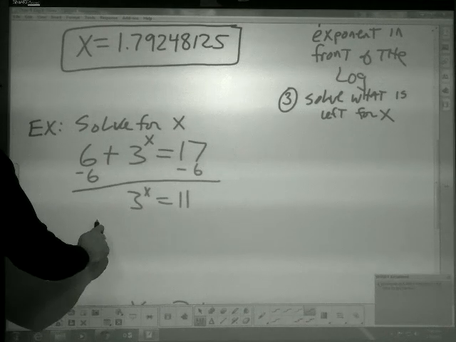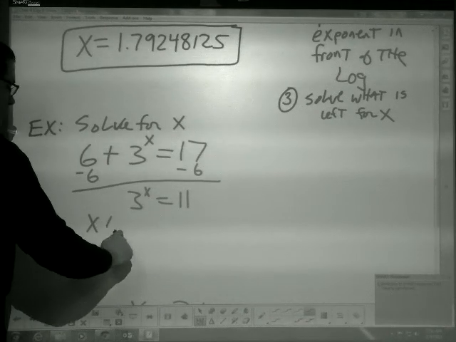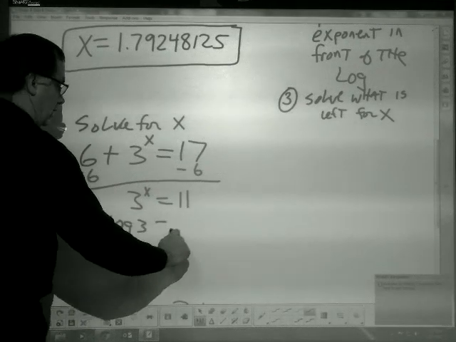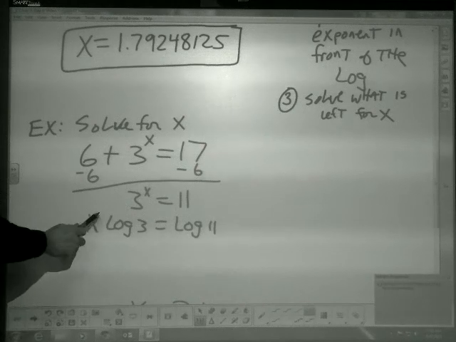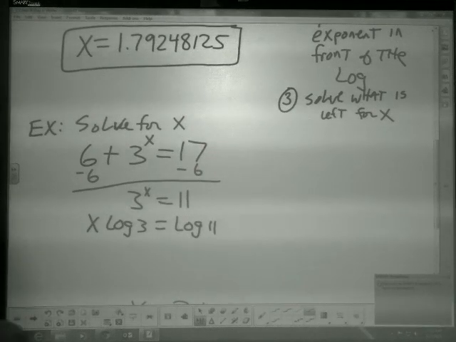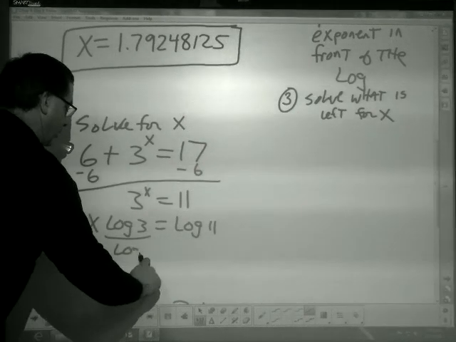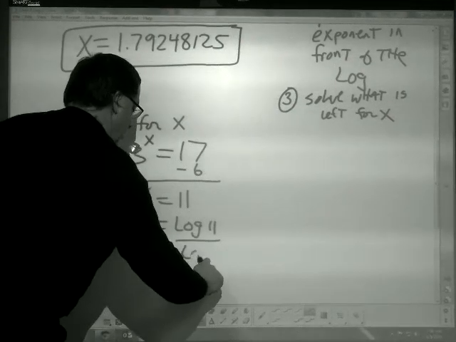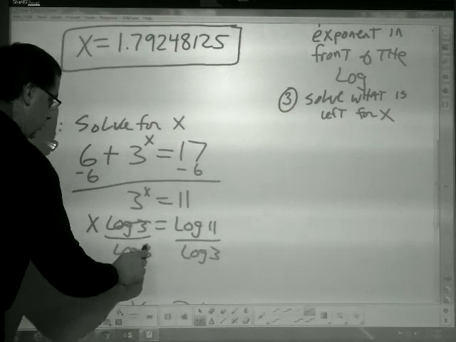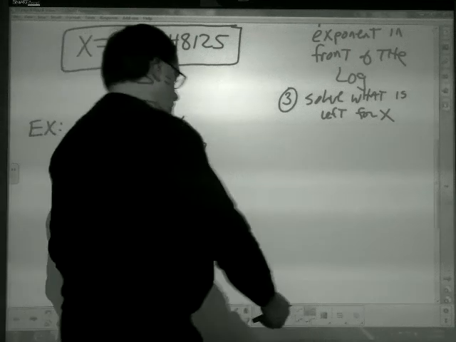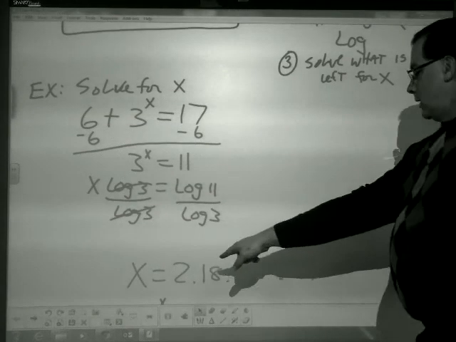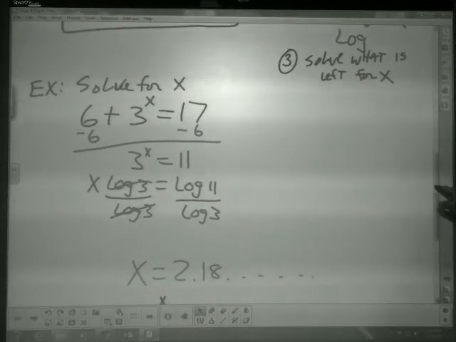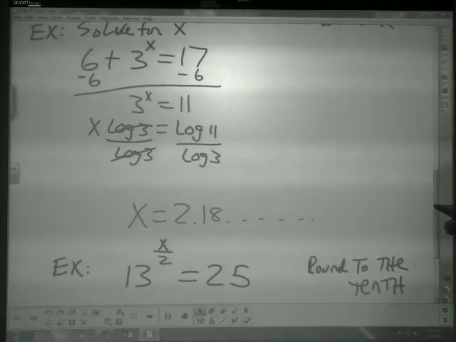So when I take the log of both sides, I can just pull this out front. So x log 3 is log 11, using my re-expression property and pulling it out front at the same time. Divide by log 3. And x equals, what do I have left? 2.18, all that from your calculator.